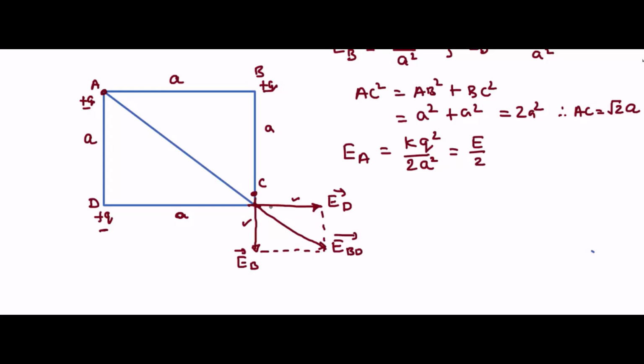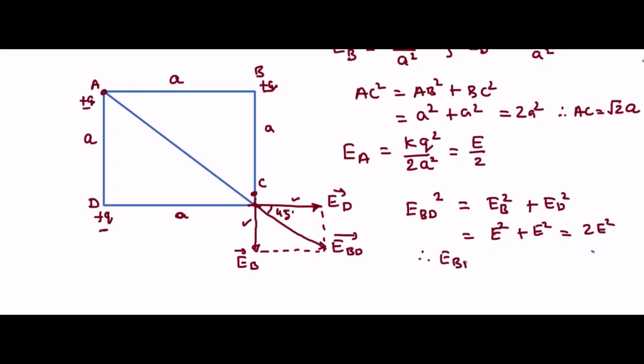So I know the direction. This will be at an angle of 45 degrees because this angle is 90 degrees. And I want to find out its magnitude. Because the angle is 90 degrees, I can very clearly say that EBD magnitude, I'm not putting an arrow over here, and ED magnitude, EBD square will be equal to EB square plus ED square. This is because this is a right angle triangle. EB and ED we both know are E, so E square plus E square is equal to 2E square, and therefore EBD is equal to square root of 2 into E. So I now know the resultant of EB and ED. This is the resultant of EB and ED.